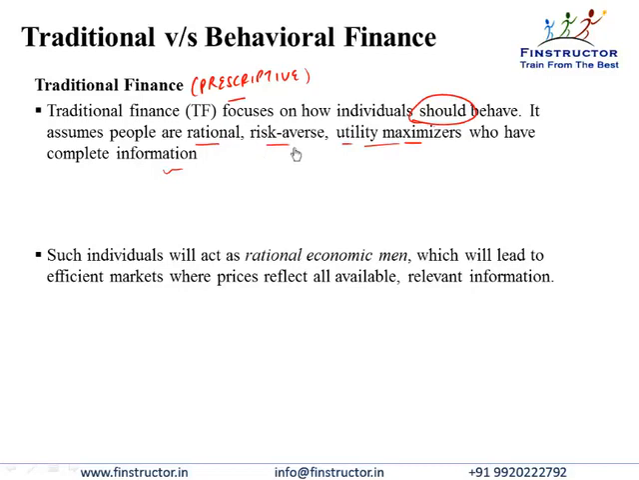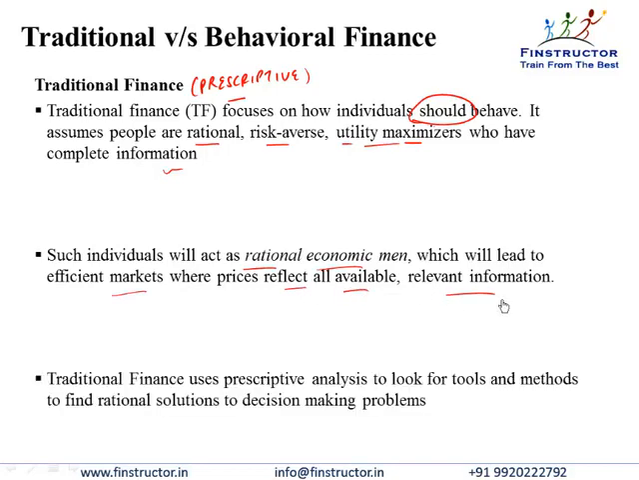These individuals who have full information and are risk averse act as rational economic men, which leads to efficient markets where prices reflect all available relevant information. So everybody analyzes, assesses the information instantly, does all the analysis that needs to be done. Hence, markets tend to be efficiently priced because people are rational and economic.